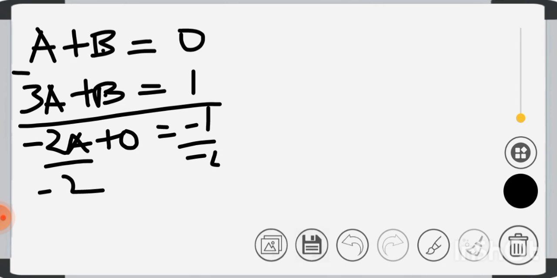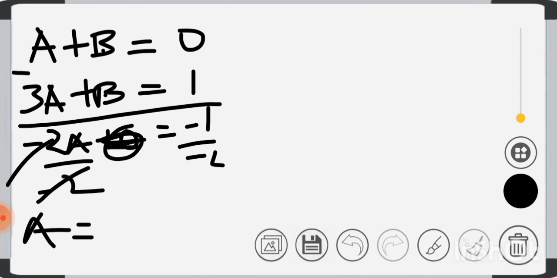That means a, this cancels this, a will be equal to 1 over 2. Because this one is 0, that's why I did not take note of it again. You got that before.